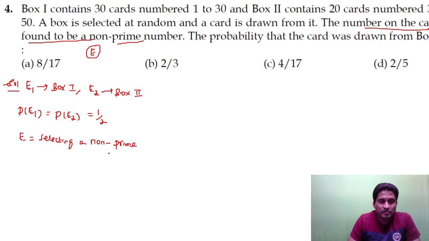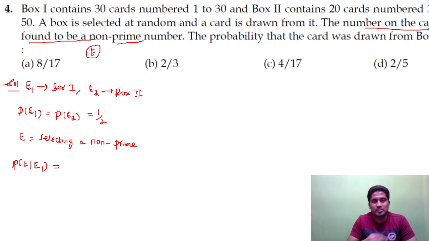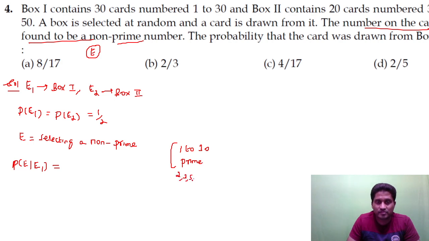Non-prime number. So probability of E given E1, probability of selecting a non-prime number given that it comes from the first box. First box has numbers 1 to 30. From 1 to 30, there are 10 prime numbers. What are the prime numbers? Prime numbers will be 2, 3, 5, 7, 11, 13, 17, 19, 23, 29.